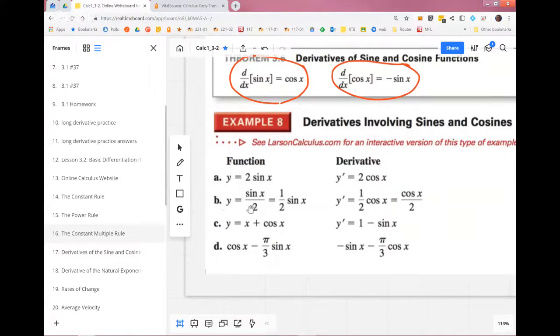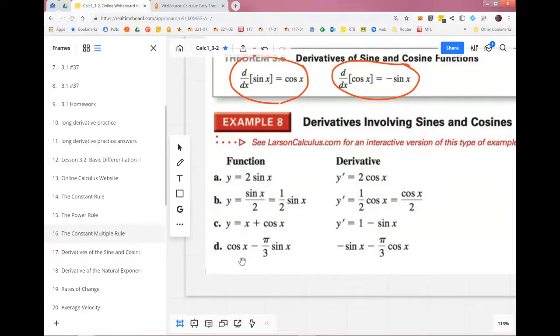Part B, if our function is sine x over 2, well, let's simplify that. Isn't that the same as 1/2 sine x? Yep. And when you take the derivative of a constant, just let it be 1/2. What's the derivative of the sine? The cosine. And so the final derivative is 1/2 cosine x, which, by the way, could be written as cosine x over 2.